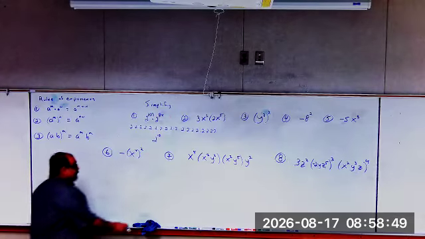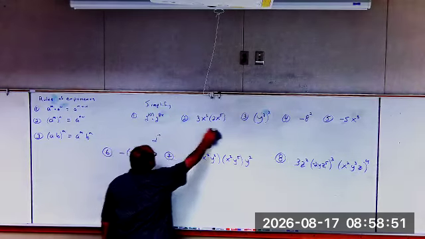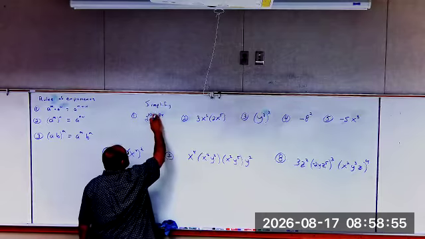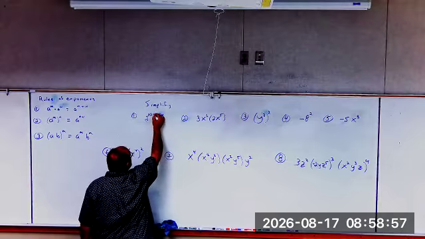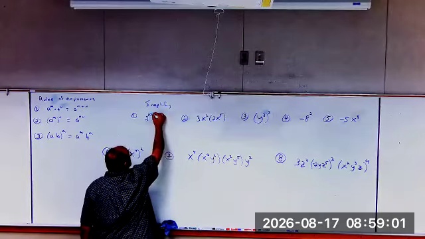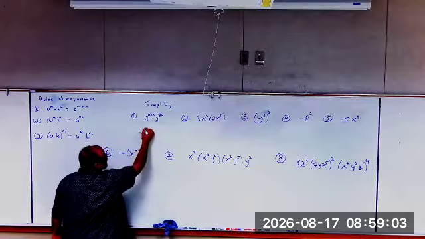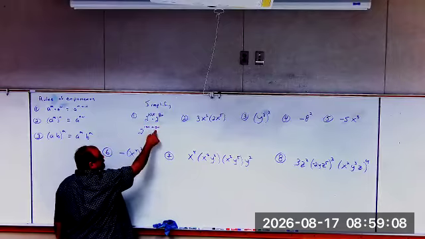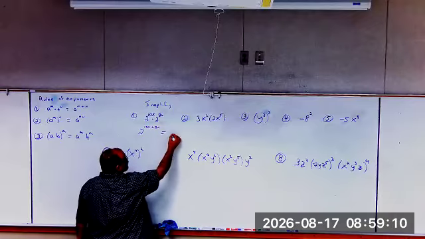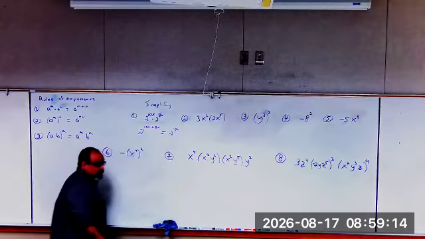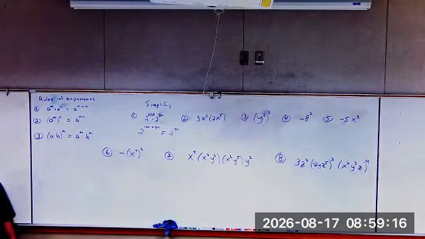So if it was something as foreign as 2 to the 10x plus 2 to the 8x, this would just be 2 to the 10x's plus 8x's, that's 2 to the 18x. You just still add the exponents.